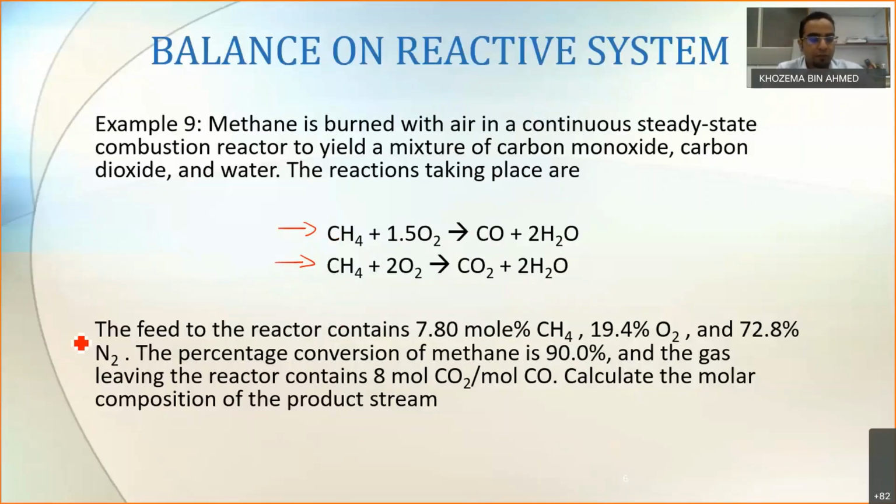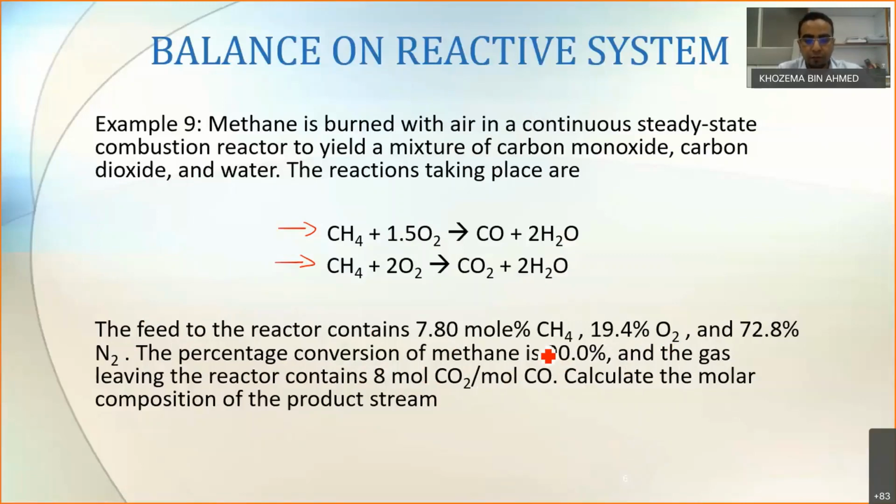So the information given: the feed to the reactor contains 7.8 mole% of CH4, 19.4% of O2 and 72.8% nitrogen. The conversion percentage of methane is 90%, and the gas leaving the reactor contains 8 mole of CO2 per mole of CO. So calculate the molar composition of the product stream. We want to find the composition in our leaving gas.